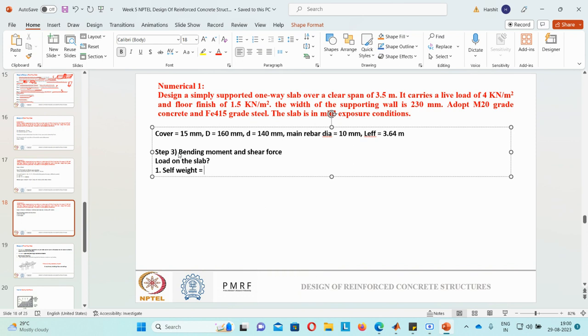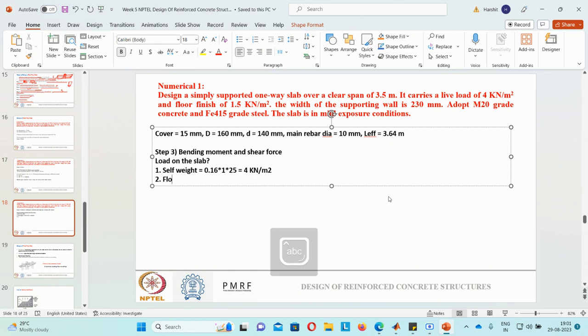Self weight is nothing but unit weight into depth. So it will be B D times 25. I am assuming B is my 1 meter, so that will be 1, total depth I know, and 25 is the unit weight in kilonewton per meter cube, which is generally what we assume for concrete. Now this is per unit width, so that load will come like this.